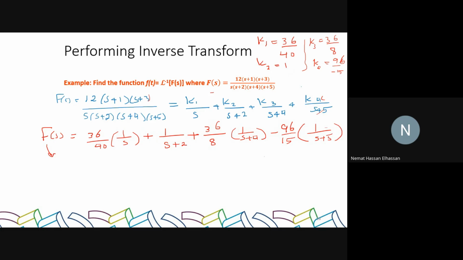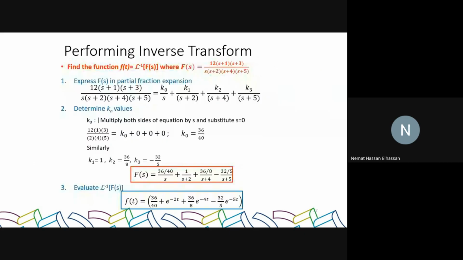From here, let's implement the Laplace transform to get f of t. What would f of t be equal to? We said constants remain as is. We don't change them, right? We change the unknowns. So this is 36 over 40. And the transform of 1 over s is, we need to go back to the table.